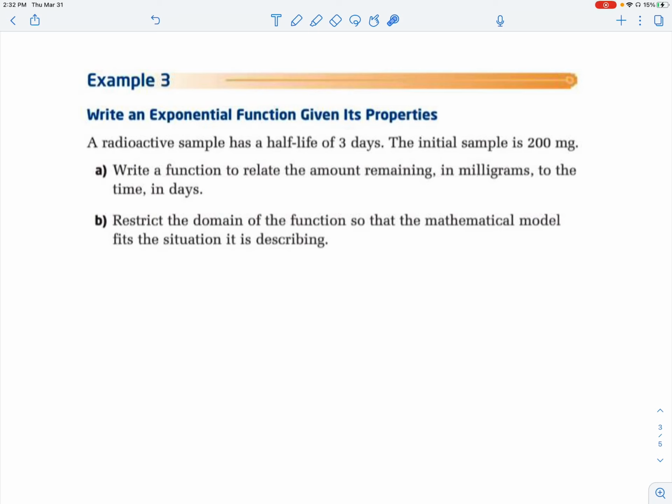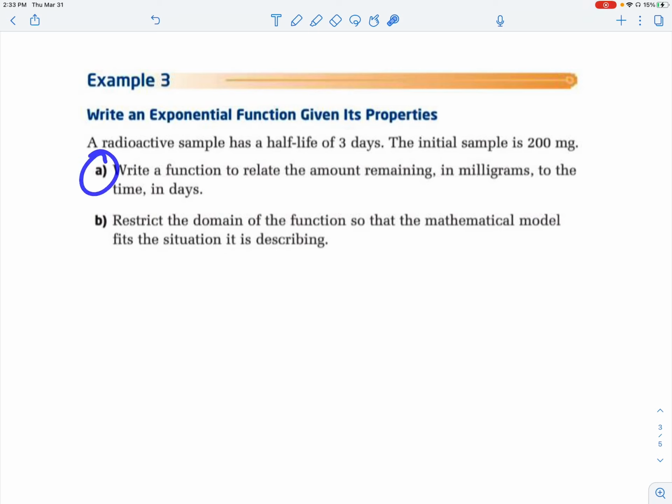So we're told that a radioactive sample has a half-life of 3 days. The initial sample is 200 milligrams. This half-life of 3 days means after 3 days, the 200 turns into 100, but it's not until 3 days happen. And then another 3 days after that, we'll just have 50, and every 3 days, it'll keep cutting in half. That's how half-life questions work.